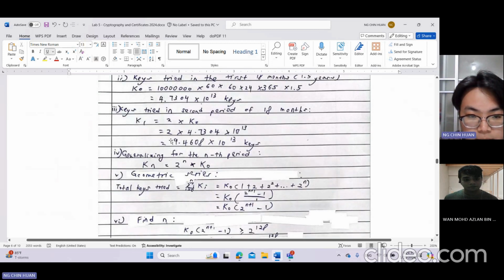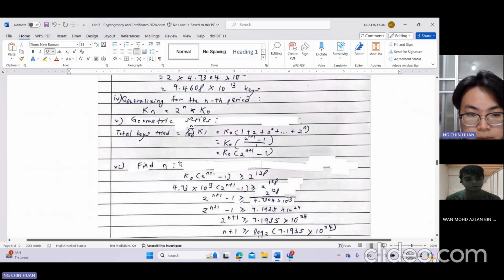From the calculation above, we generalize for the n-th period: Kn is equal to 2 power of n multiplied by K0. Now we perform the geometric series. The total keys tried is Ki equals K0 in brackets 1 plus 2 plus 2 power of 2 until 2 power of n. So we get the formula K0 bracket 2 power of n plus 1 minus 1.